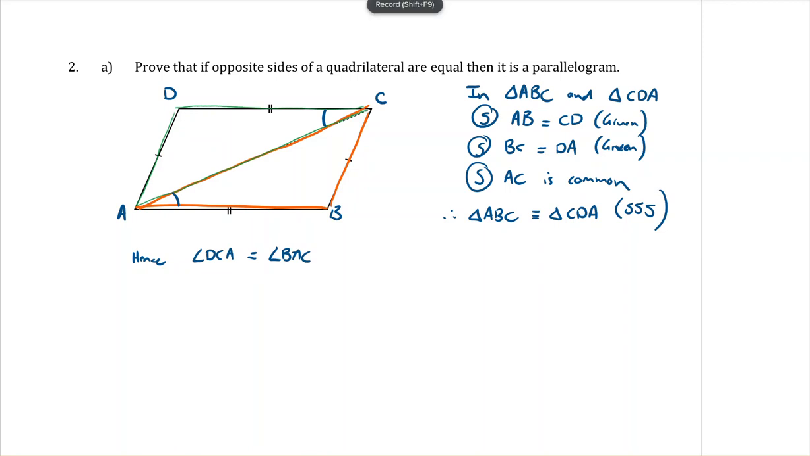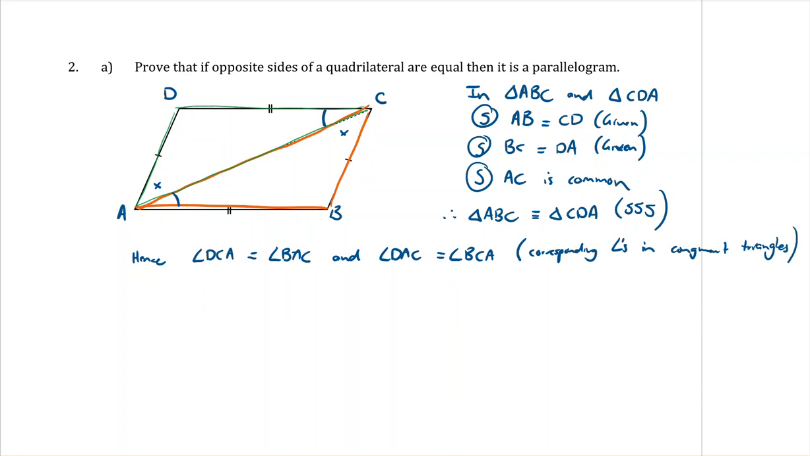I also know that angle DAC is going to be equal to angle BCA. Okay, they're both for the same reason. It's because corresponding angles in the congruent triangles. We just proved that those triangles are congruent, so we now know that those angles match. So, and angle DAC equals angle BCA, and we write our reason down: corresponding angles in congruent triangles.